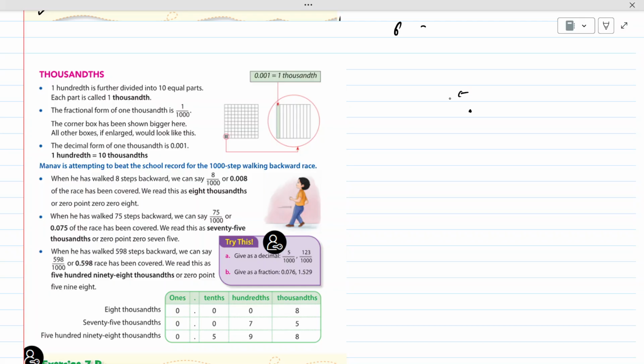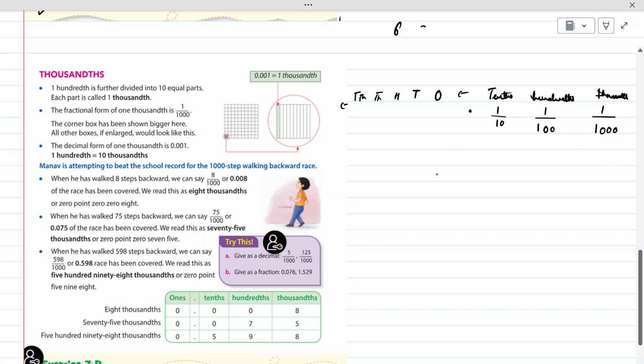To the left of it we have ones, tens, hundreds, thousands, ten thousands and so on, and to the right of it we have tenths, hundredths, and similarly we have thousandths also. So the value of tenths is 1 by 10, for hundredths it's 1 by 100, and for thousandths it is 1 by 1000.